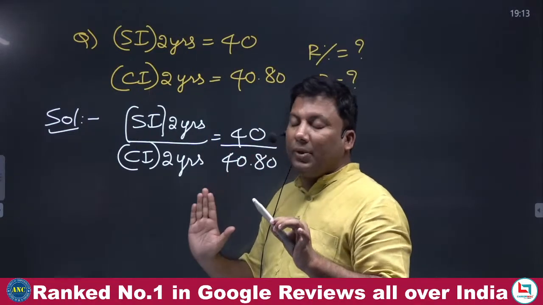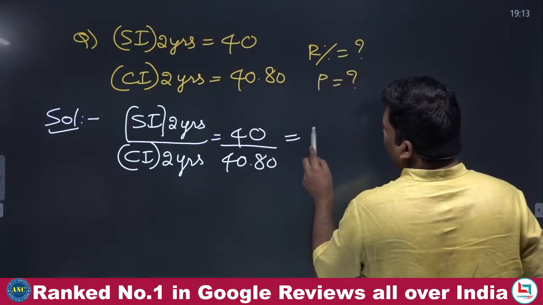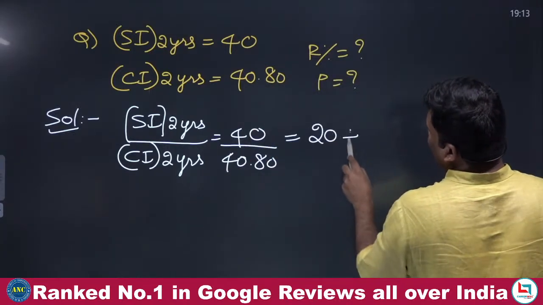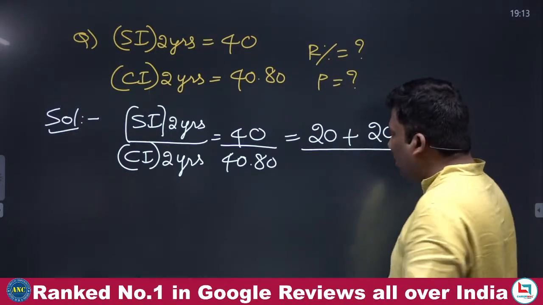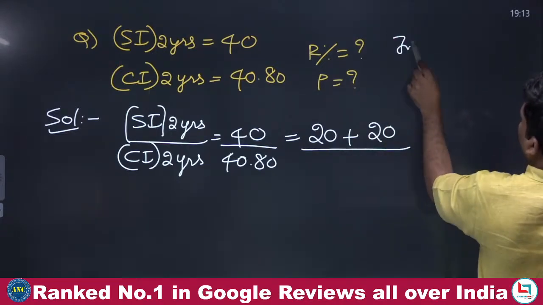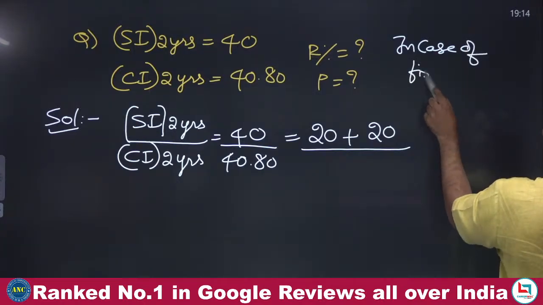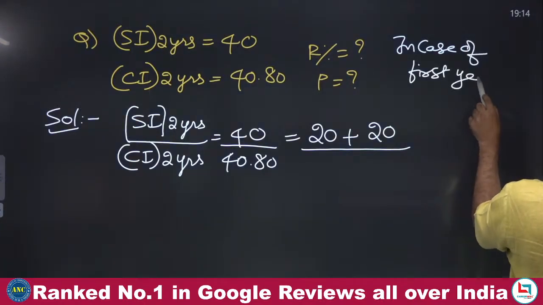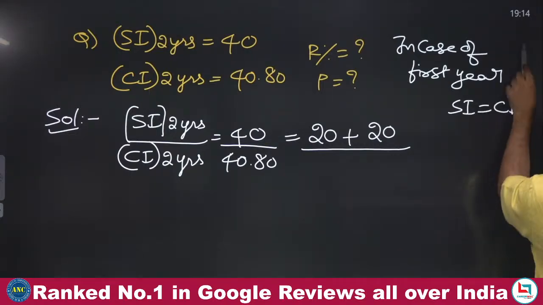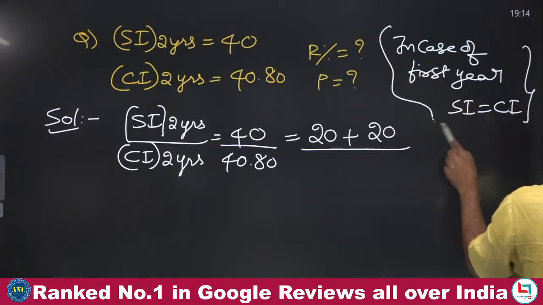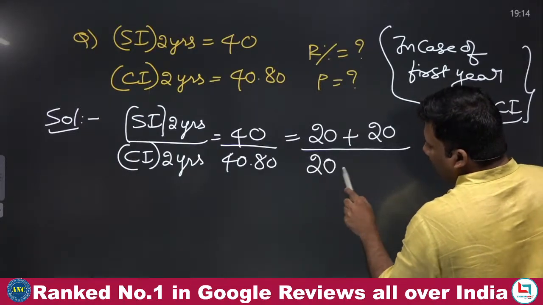In case of simple interest, rate of interest remains the same every year. 2 years, 40. First year, 20. Second year, 20. 20 plus 20. In case of the first year, simple interest is equivalent to compound interest. So 20 will be as it is.